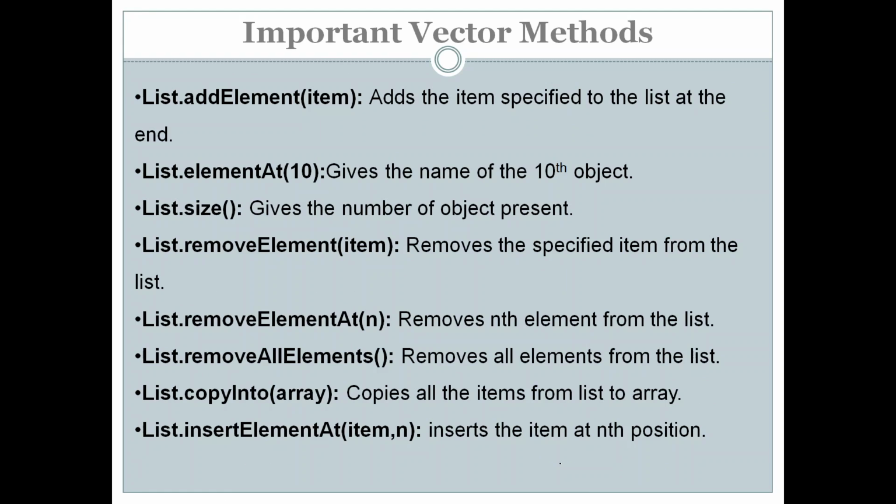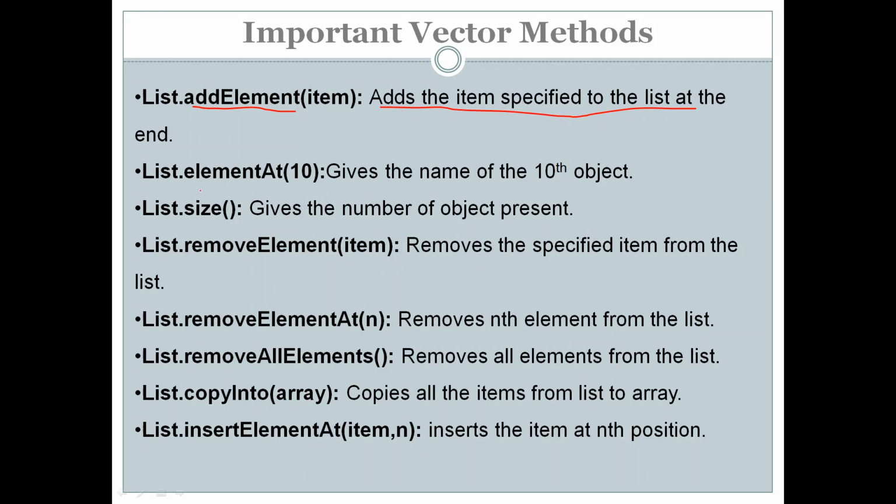Okay, let us discuss some of the important methods of the Vector class. The important methods of the Vector class are: addElement, the first method, list.addElement, which takes an item as an argument. It adds the item specified to the list at the end. So this addElement method can be used to add items dynamically into the vector.